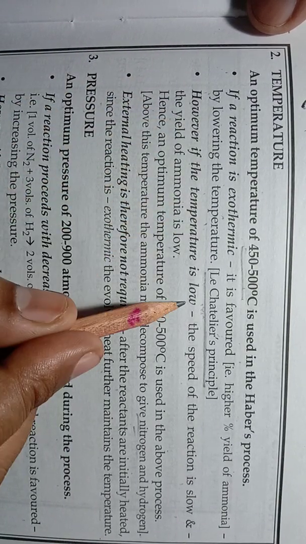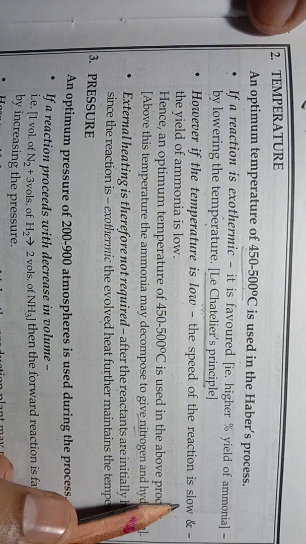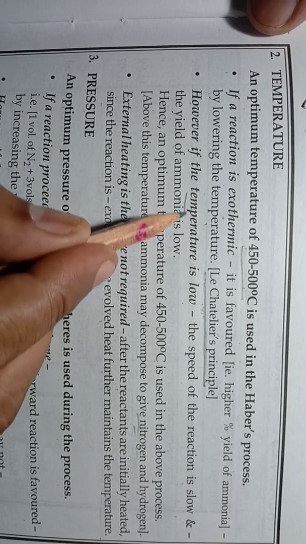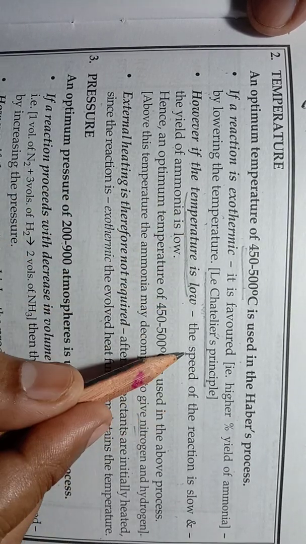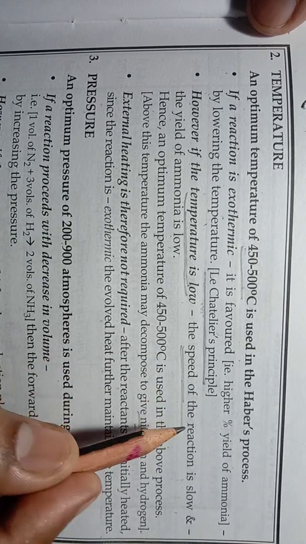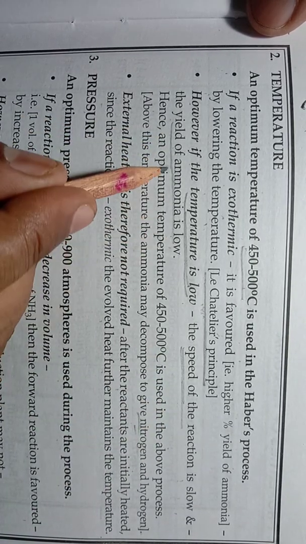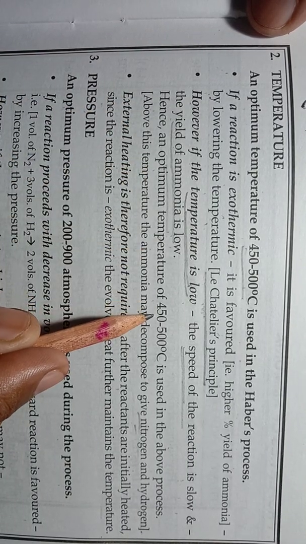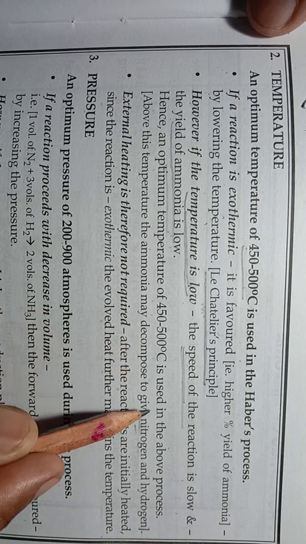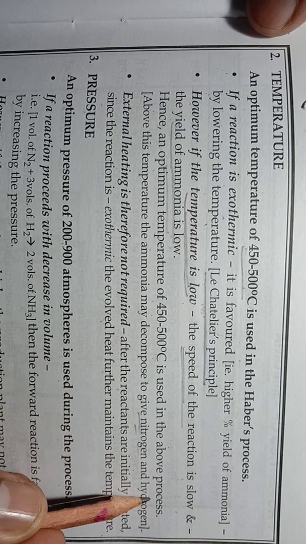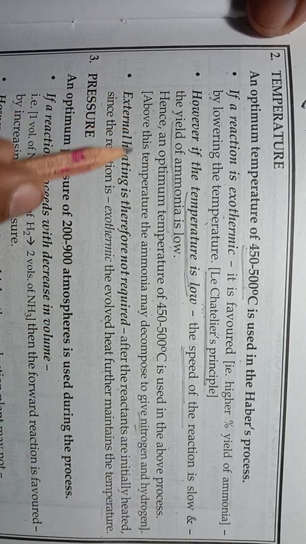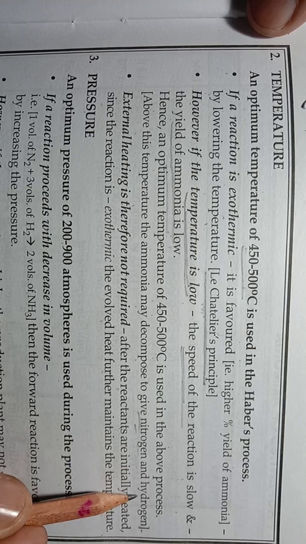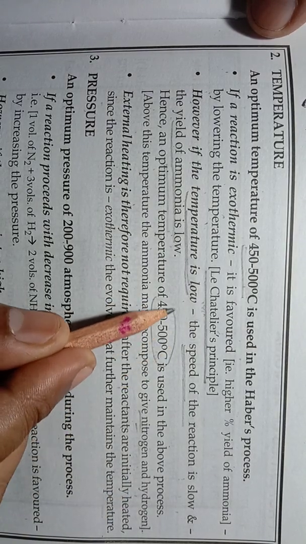However, if the temperature is low, the speed of the reaction is slow and the yield of ammonia is low. Okay students, so if the temperature is low, then what will happen? The rate or speed of the reaction will also be low and the yield of ammonia will also be low. Hence, an optimum temperature of 450 to 500 degrees Celsius is used in the above process. Above this temperature, the ammonia may decompose to give nitrogen and hydrogen. So we have to maintain this temperature.